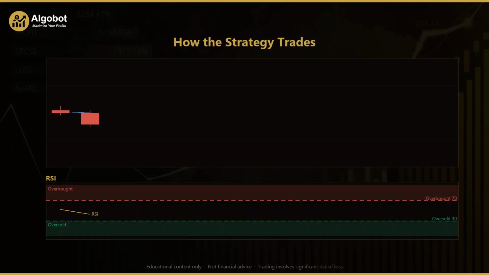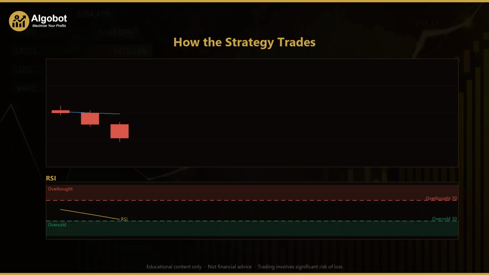Let's bring the whole strategy to life on a chart. On screen, you can see a series of candles, a blue line weaving through them, which is our exponential moving average baseline, and beneath the price a panel showing the relative strength index, with its oversold line at 30 and its overbought line at 70.